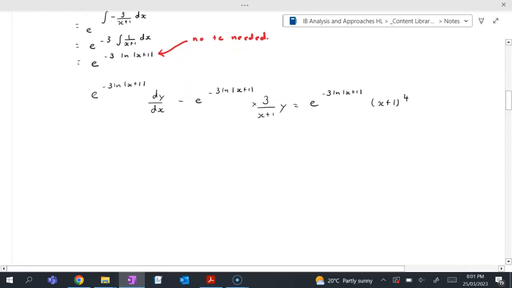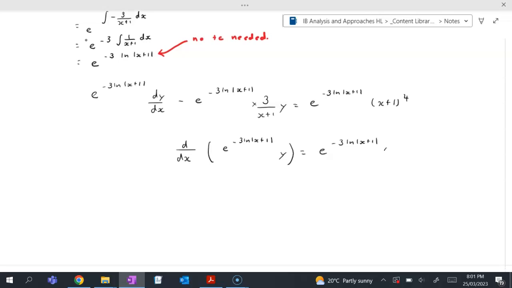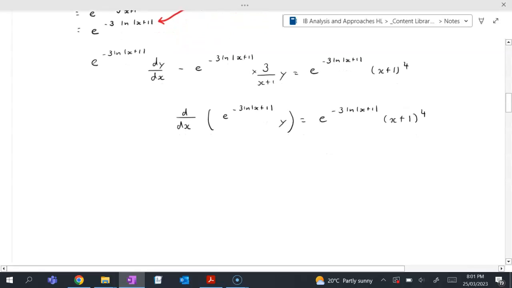And then this left-hand side can be written as the derivative, d by dx, of the integrating factor, e to the minus 3 ln modulus x plus 1 times y, is equal to the e to the minus 3 ln modulus x plus 1 times x plus 1 to the power of 4. And then I can integrate both sides with respect to x. So the integral of this side, dx, is equal to the integral of this side with respect to x.